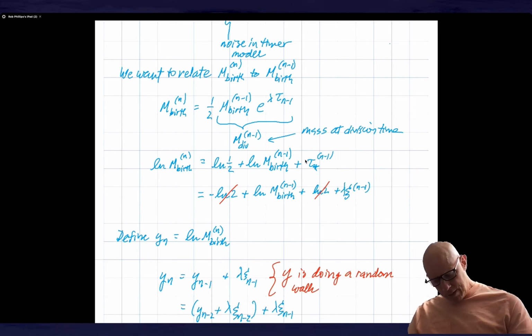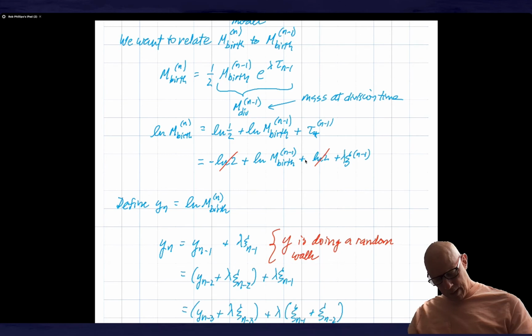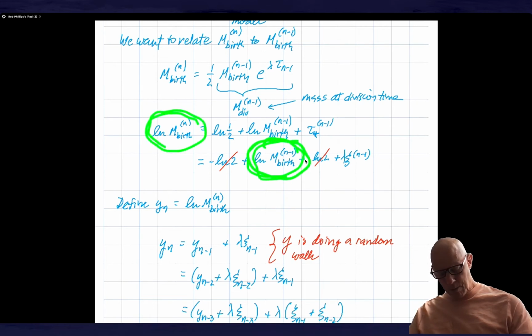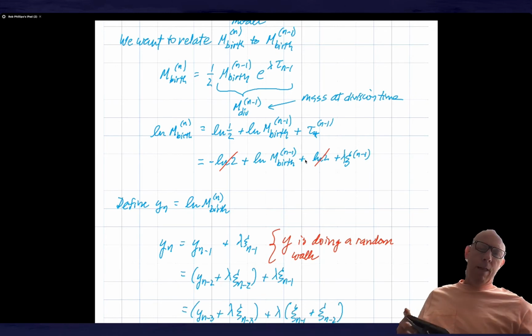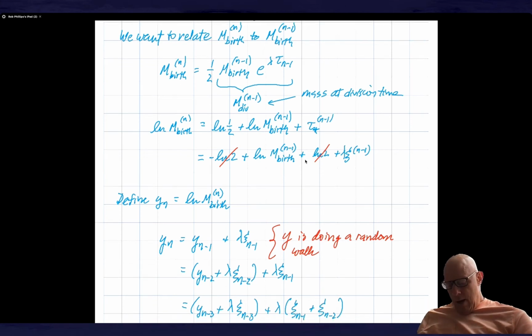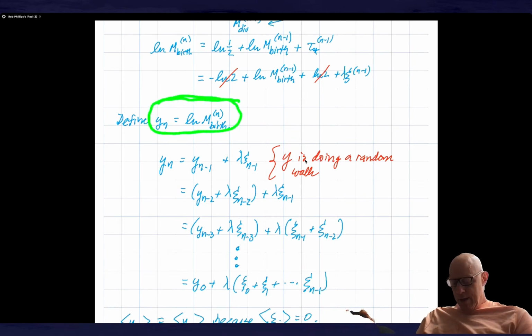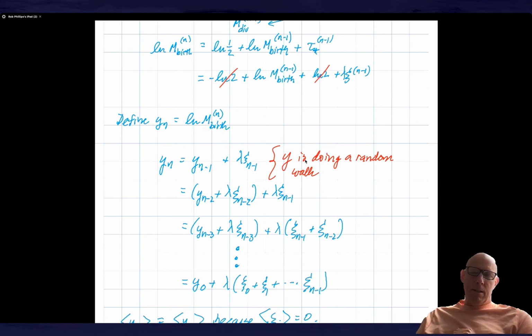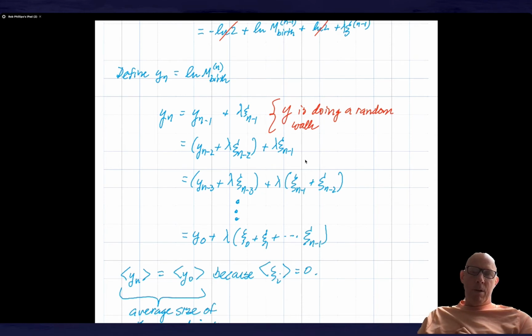And now I use my definition from above of tau, shown right here, and I plug that in, and the net result is I'm left with these two terms: log of m birth at n is log of m birth at n minus 1, but then plus this correction, or this error, that has to do with the noise. Now I'm going to define y sub n as an algebraic quantity that we're going to keep track of, and that's equal to the logarithm of m birth at n. This is basically a nonlinear transformation just to introduce a new variable, and this is going to simplify the notation for our recursion relation.